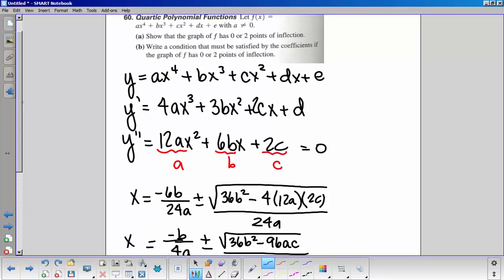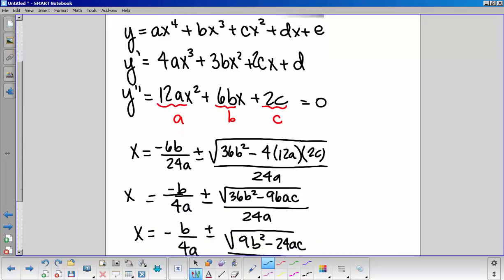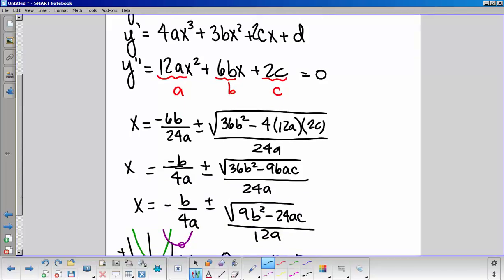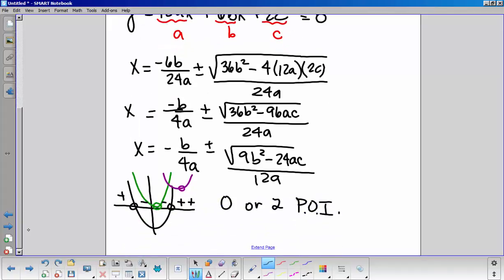Part B, write a condition that's going to involve the discriminant. I'm going to move on. I'm not going to do something like this on the test, so can I move on? Of course. Wait, which number are you on? 60. 5-4.